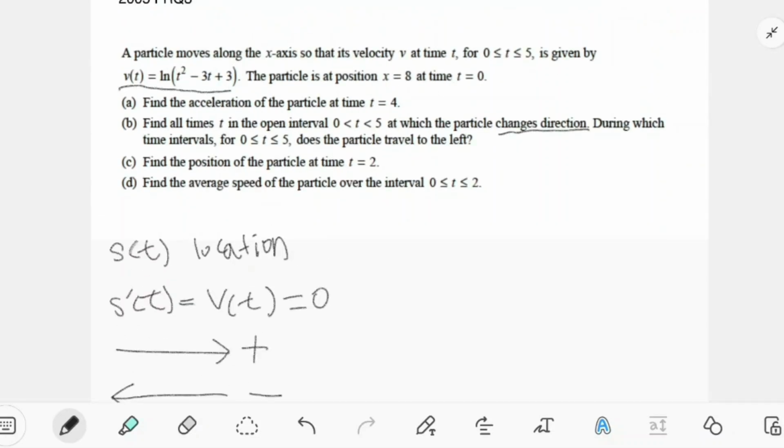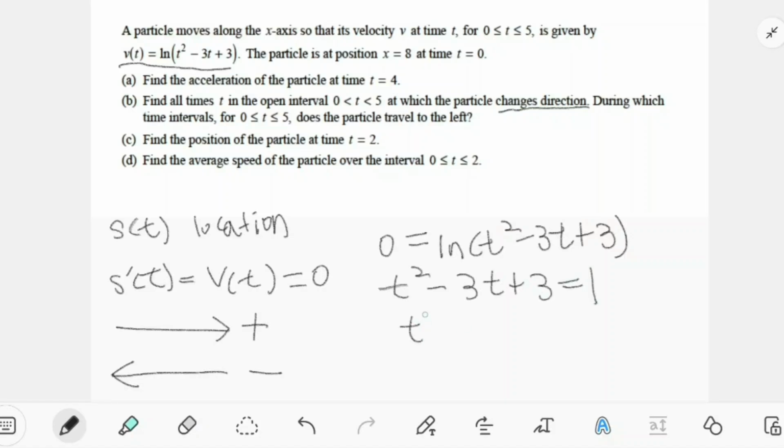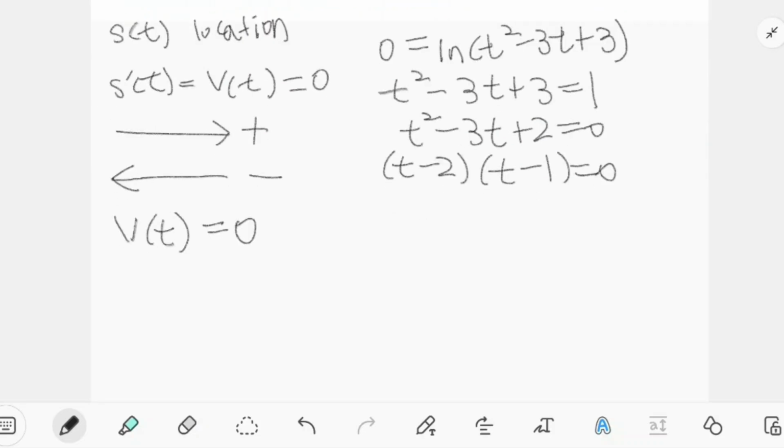We are given the velocity function, so we solve for t when the velocity is 0. E to the power of 0 is 1, so we know t squared minus 3t plus 3 is 1. Factoring this, we get t minus 2 times t minus 1 equals 0. So we know velocity is 0 at t equals 2 and t equals 1. This is the answer to the first part of the question.